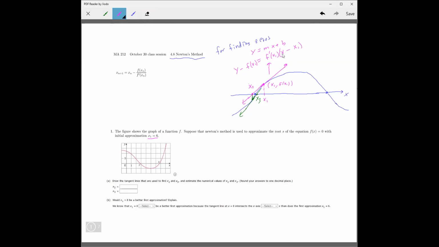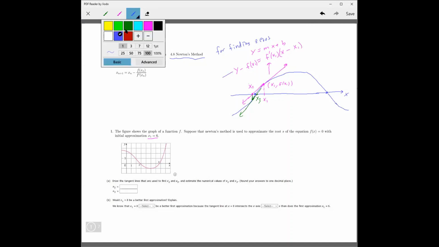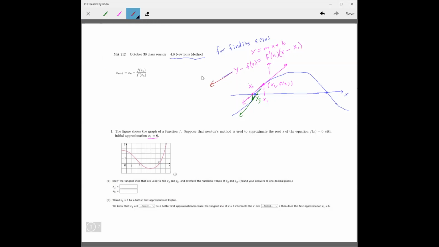Okay, and the idea is you want to find out where this intersects. You want to find this x2 point right here, where it intersects the x-axis. So you're taking this equation of the line, and you want to find where it intersects the x-axis. Well, to do that, you set y equal to 0. So you set this one equal to 0. So you have 0 minus f of x1 equals f prime of x1 times x2 minus x1. So right there.